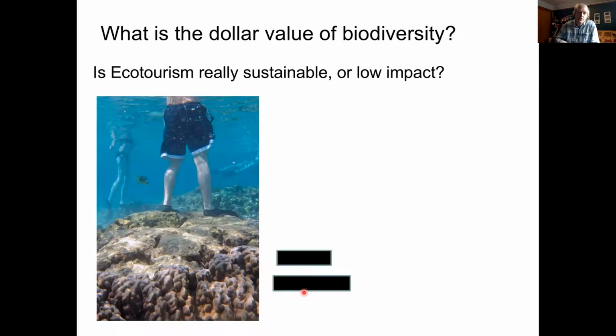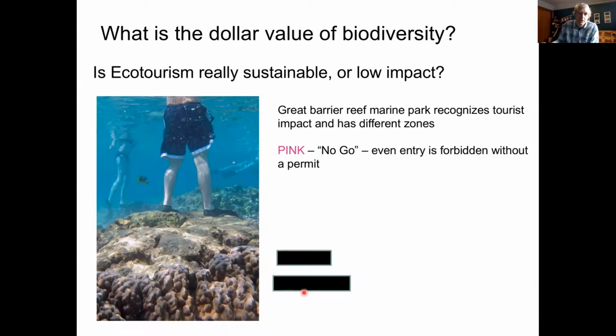to divvy up the reef and understand some areas we can almost sacrifice as tourism sites, other areas must stay pristine. So the Great Barrier Reef National Park is the most complexly managed national park in the world. It has multiple different levels of protection. So, they now have what they call different zones. So they recognise the tourist impact as different zones.